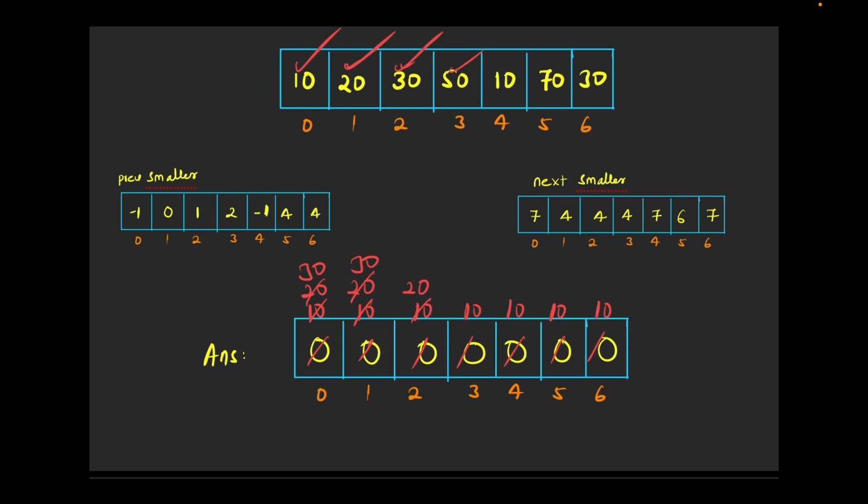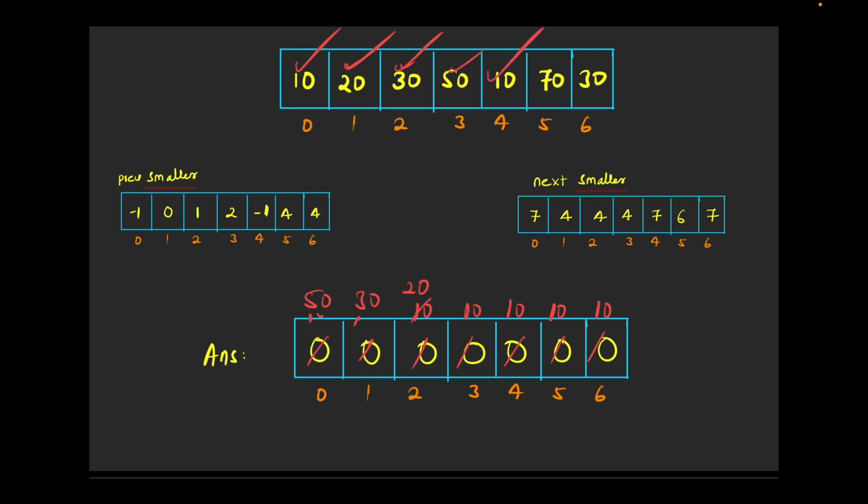Let's move to the 50. Now I'll ask 50, you are smaller for how many window sizes? So index 3, 4 minus index 3 is 2 minus 1, which is nothing but 1. 50 is the greatest element only for window size 1. So let's update. Let me erase this. So I have 50 at this position and here I have 30.